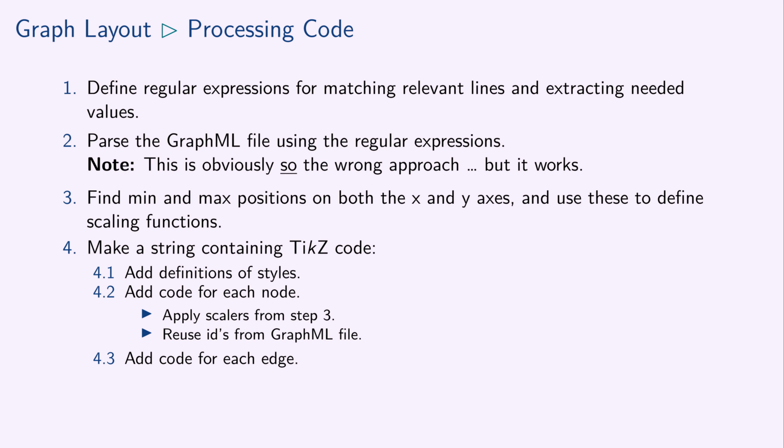Then I added code for each node, applied scalars to make sure that I can define how large I want this figure to be. I reused the IDs from GraphML because they were at least consistent and they already existed. I then added code for each edge, and that is how I could represent this. Save that string to a file that I then included.